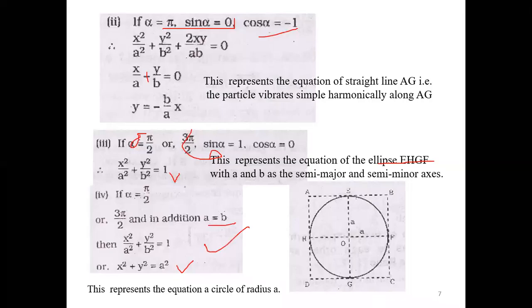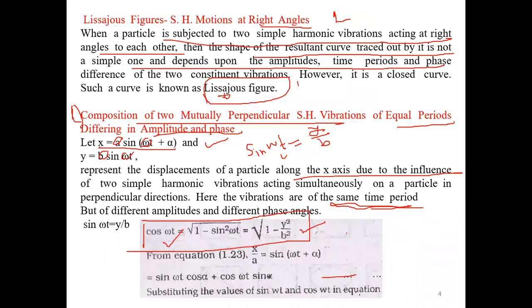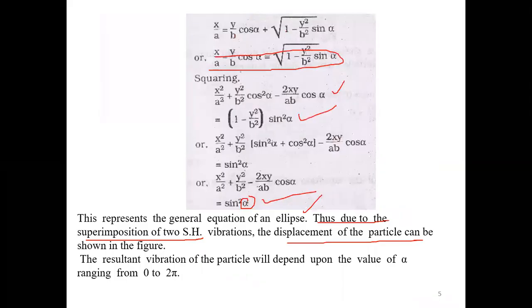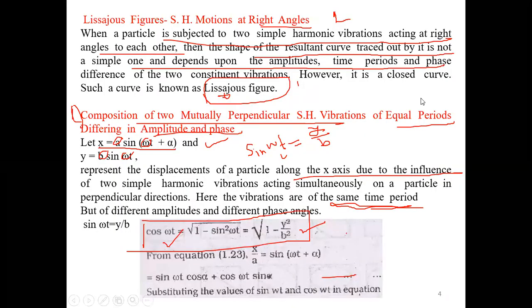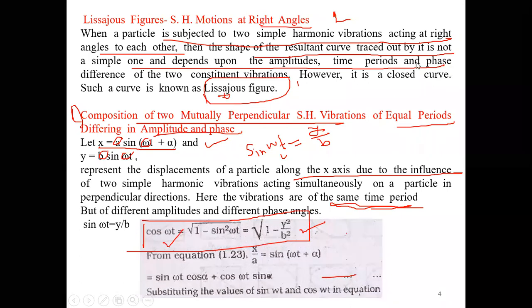That's the end of this lecture. So I'm going to give you a homework. In this case, we have found the resultant Lissajous figure for two simple harmonic motions acting at right angles to each other, with their frequencies remaining the same. The next case will be if the frequency of one becomes double that of the other, then what will be the Lissajous figure? That will remain the homework.